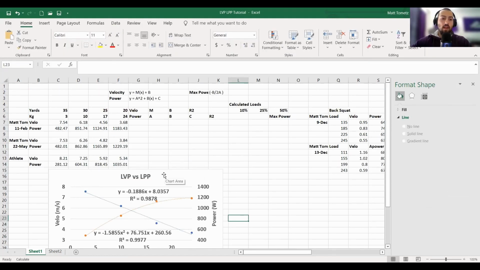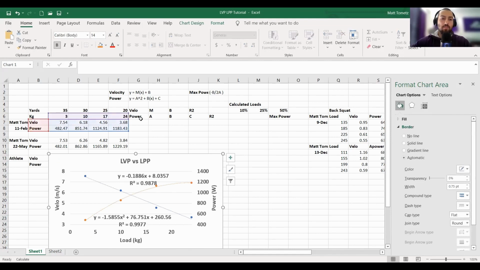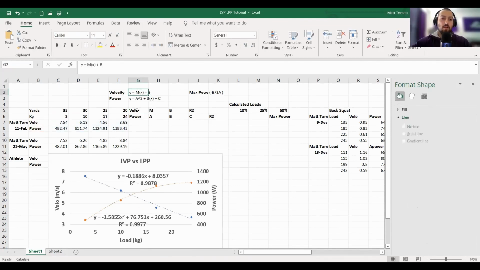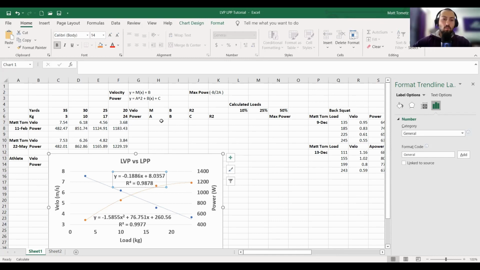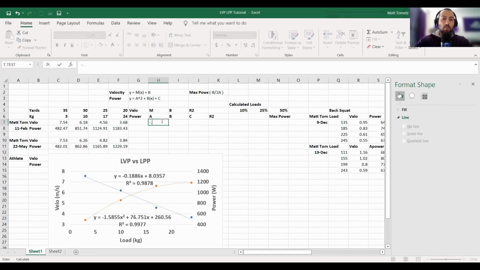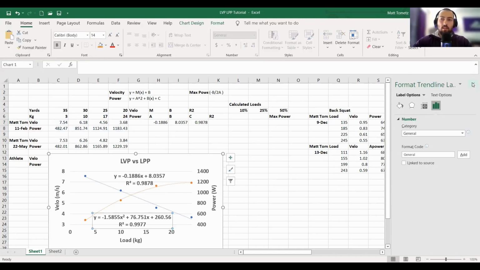I have this already typed up right here. For my velocity, I have m, b, and r squared, just like right here. For my power, I have a, b, c, and r squared. So I'm just going to retype right from the graph. So y, the m is negative 0.1886, the b is 8.0357, and the r squared is 0.8978.